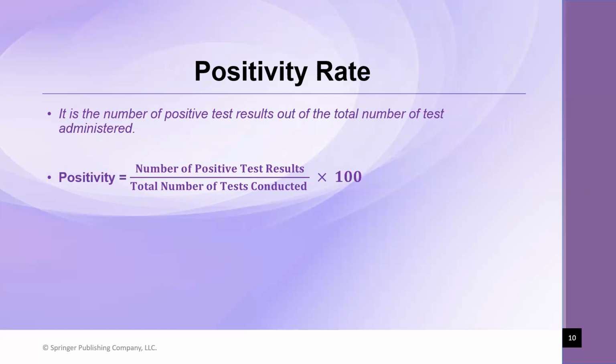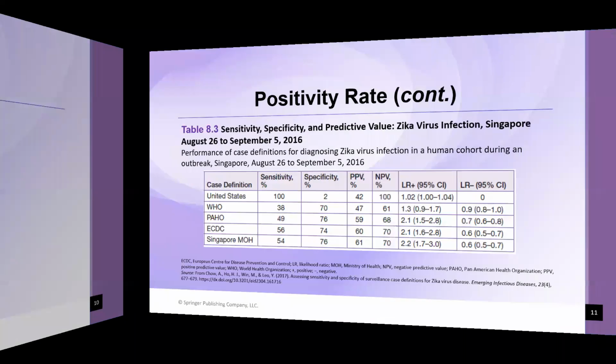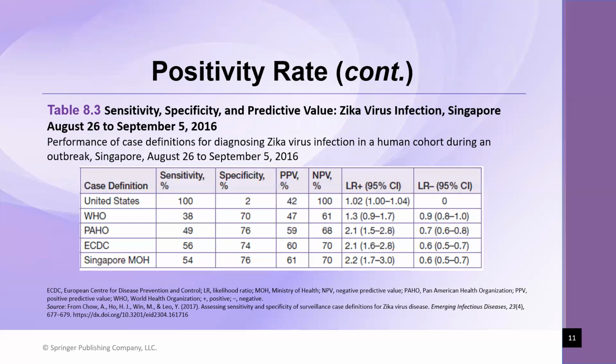The positivity rate is simply the number of positive test results out of the number of tests that were administered. I think this is a good example to see all the different rates, the specificity, sensitivity, and the predictive values of the Zika virus during an outbreak in Singapore, and how all the different numbers looked.